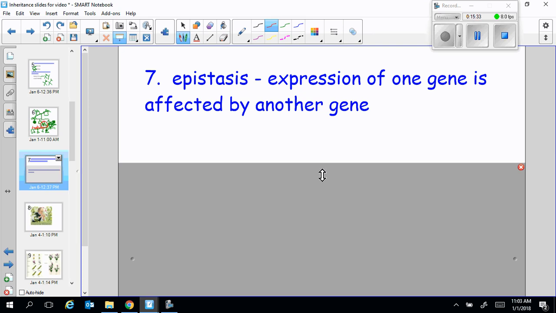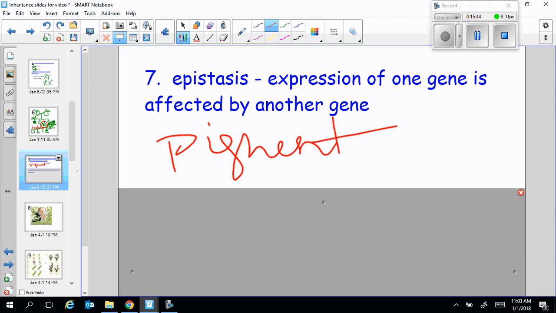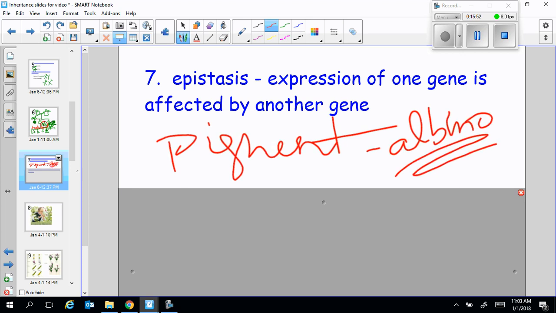So epistasis is when you have one gene that can actually affect the expression of another gene. A great example is pigments. So if you do not have a pigment gene, then you will end up an albino. And it does not matter if you have the gene for black hair, red hair, brown hair. You can't express the gene because you can't make the pigments. So the pigment gene is affecting the expression of pigments in your skin, pigments in your hair, and so turning other genes basically off because they can't be expressed because they don't have the pigments.